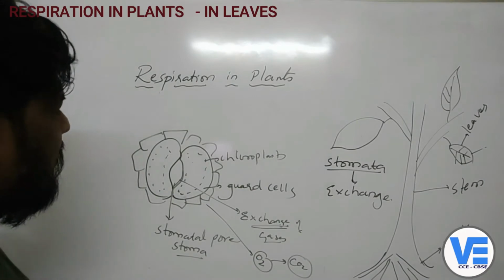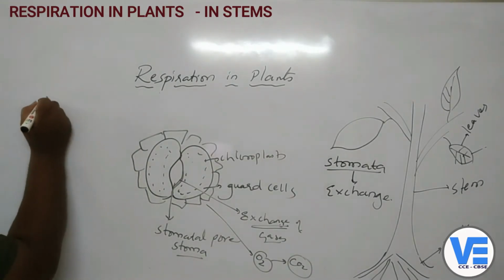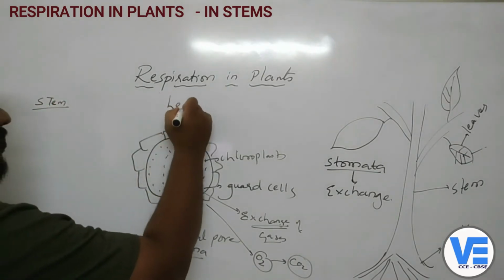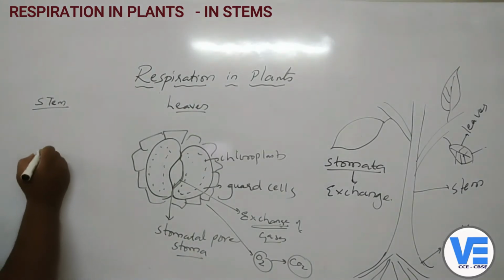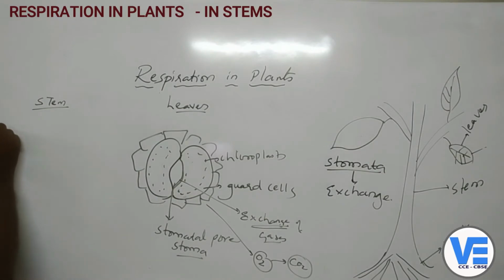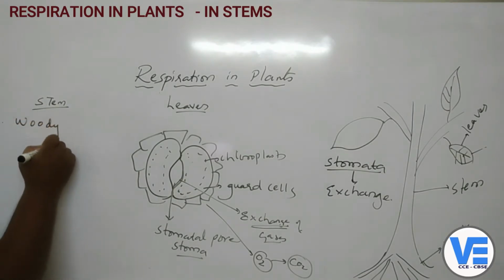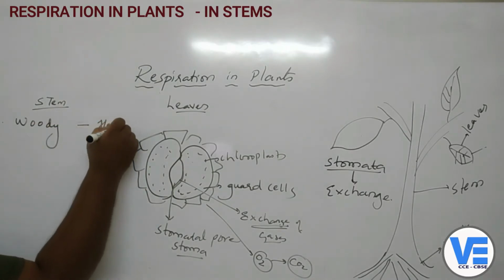Now we'll come to the stem part. In the stem part, there are two kinds of stems. One, you can take as a woody stem. Second, you can take as a herbaceous stem.